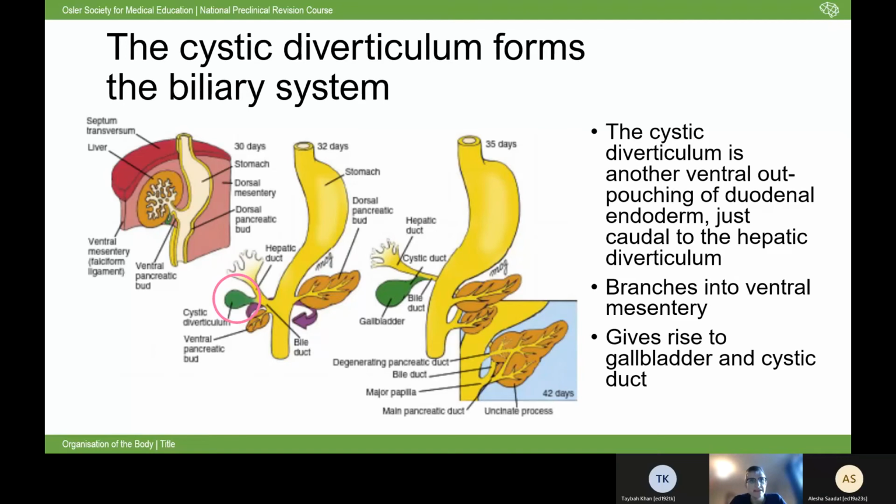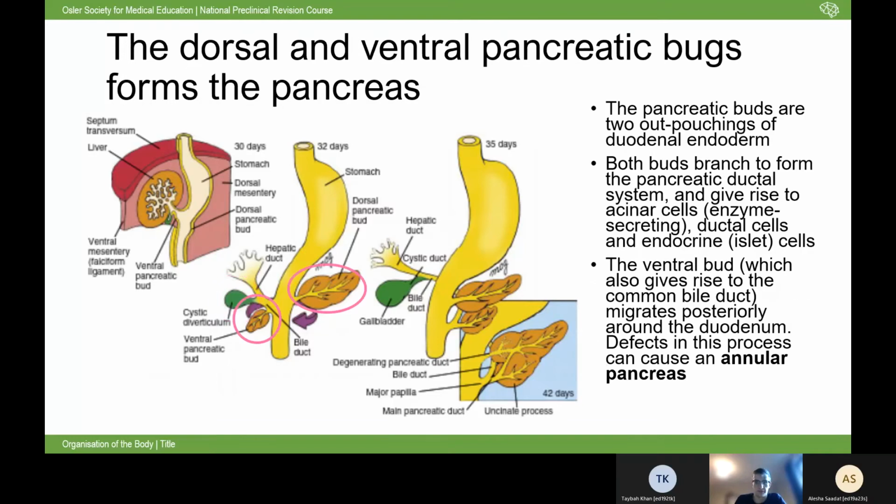Another little diverticulum is the cystic diverticulum. They're all on the ventral aspect of the duodenum, but this one is a bit caudal to the hepatic one, and this branches out into the ventral mesentery, which is that mesoderm ventral rather than dorsal to the tube, and this gives the gallbladder and your cystic duct.